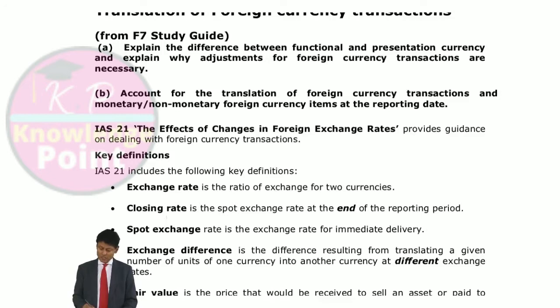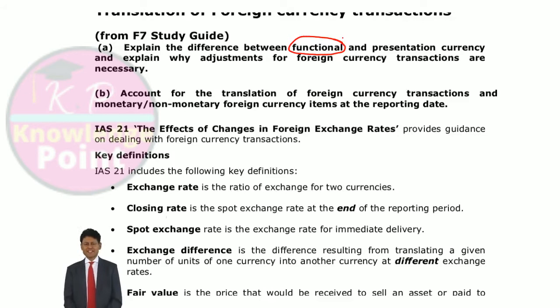Okay, so what do you reckon this word functional means? If I'm operating in the UK, I'll be using pounds sterling. If I'm operating in the US, I'll use US dollars. If I'm operating in Sweden, for example, I might be using Swedish krona. If I'm operating in Italy, I might be using the euro. And so it goes on and on. So the functional currency is simply the currency that you operate in. If I'm in India, I'd be using Indian rupees.